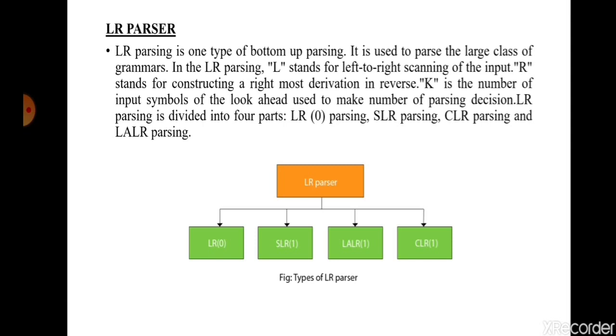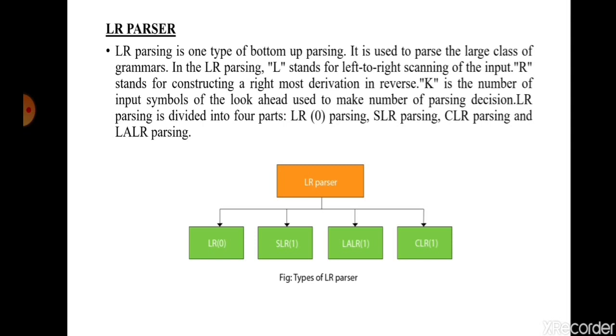Here, LR(k) means k is the lookahead symbol, which is the number of input symbols of lookahead used to make parsing decisions. Usually the lookahead symbol is used to decide how many symbols are to be read from left to right.